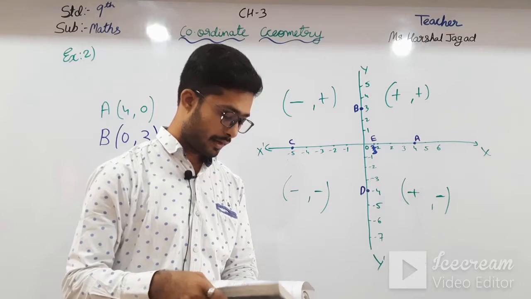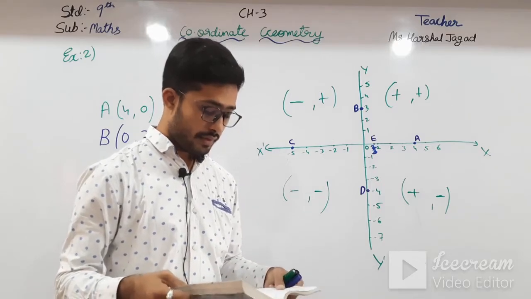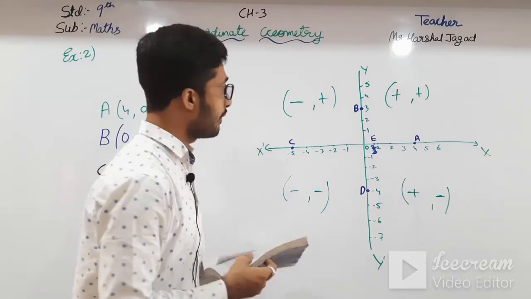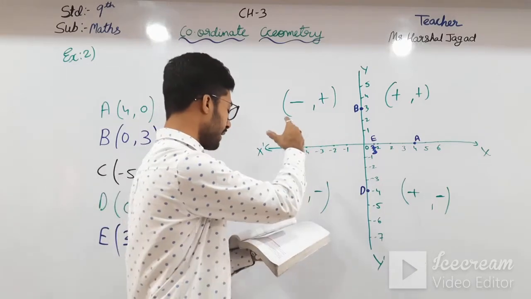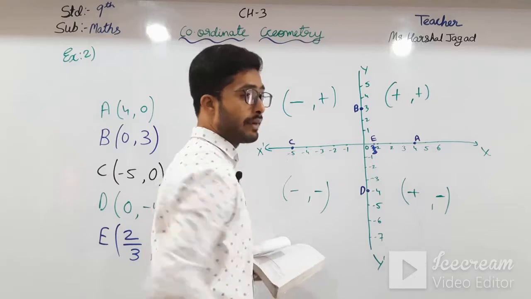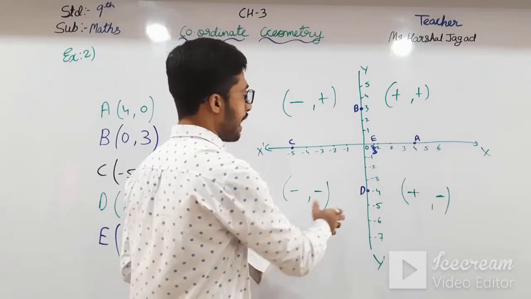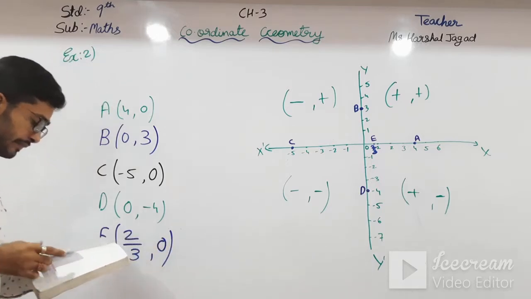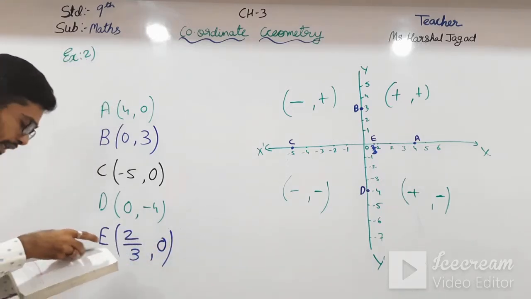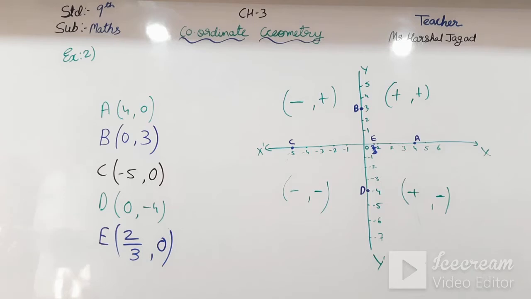Okay students, now just see here, the diagram is given over here, but I have marked the positive and negative signs in the same diagram. Okay students, I have made that in example 2 only. Now, moving towards our new topic.